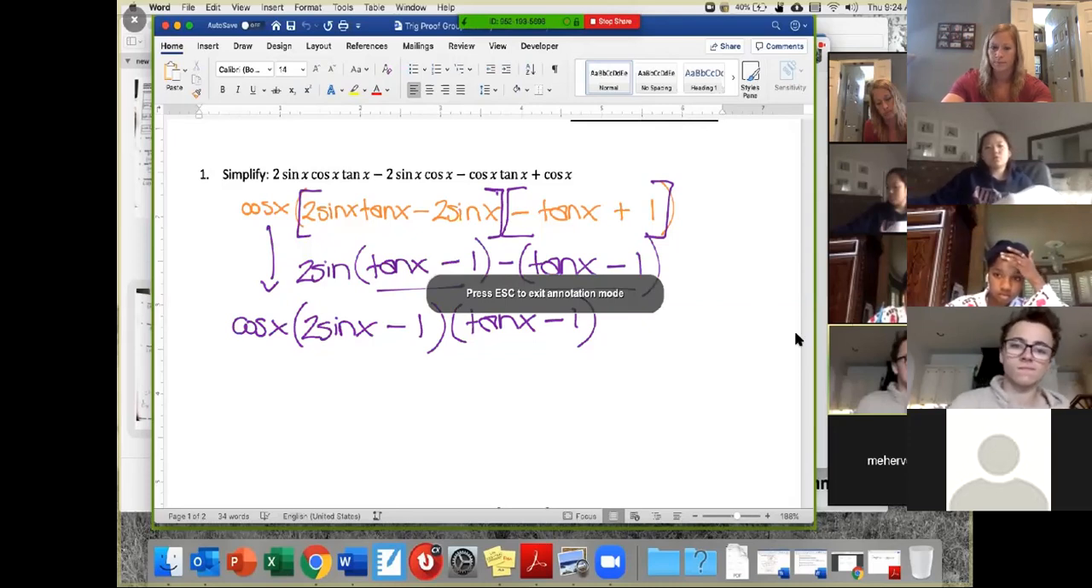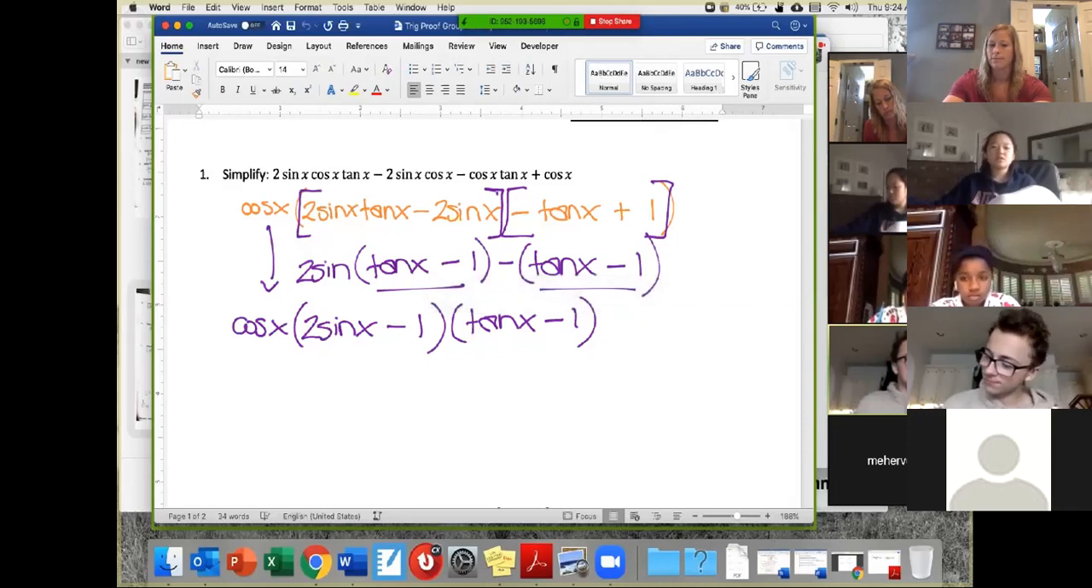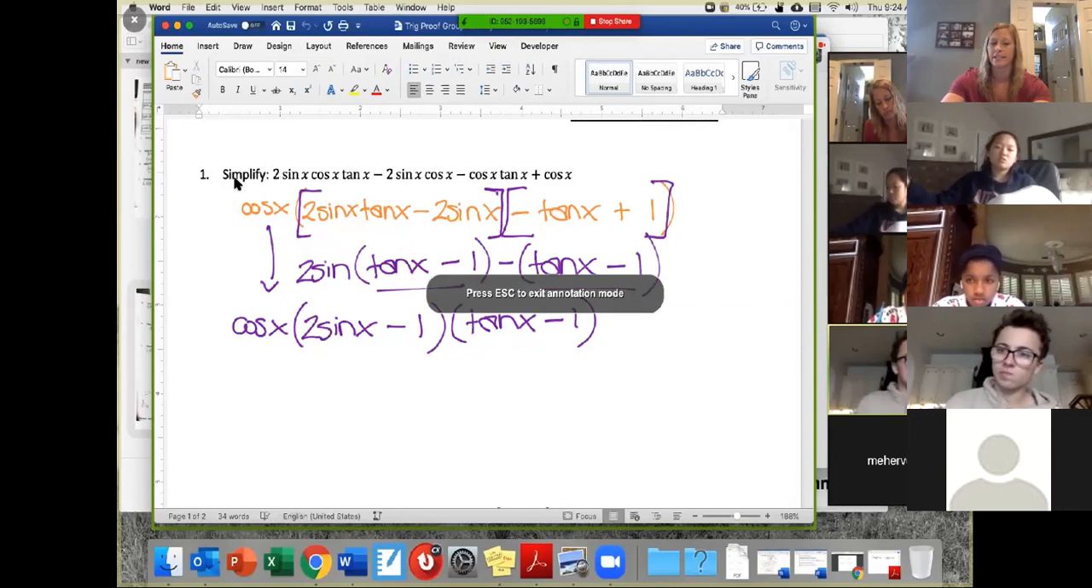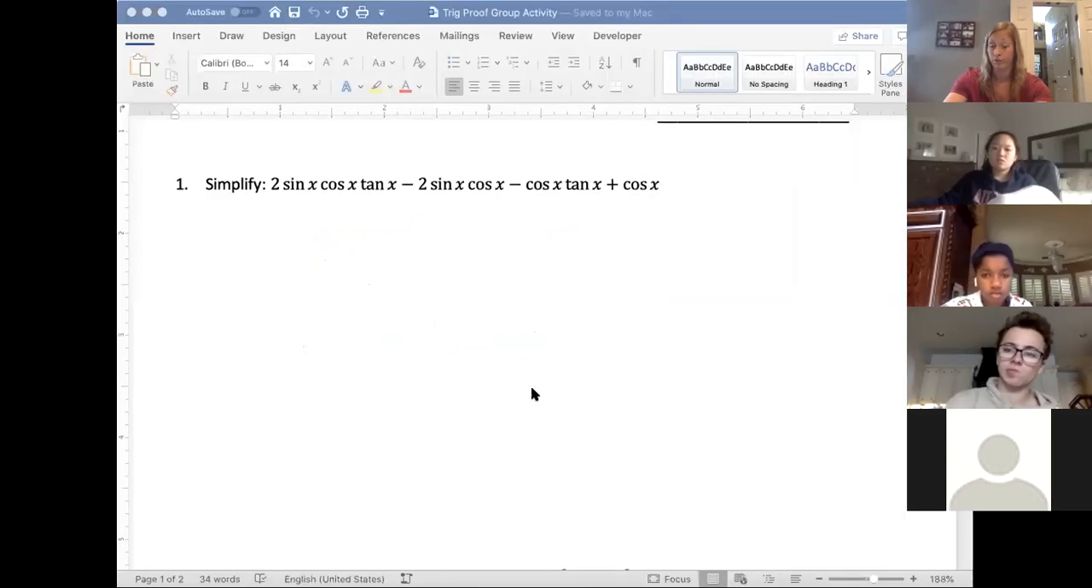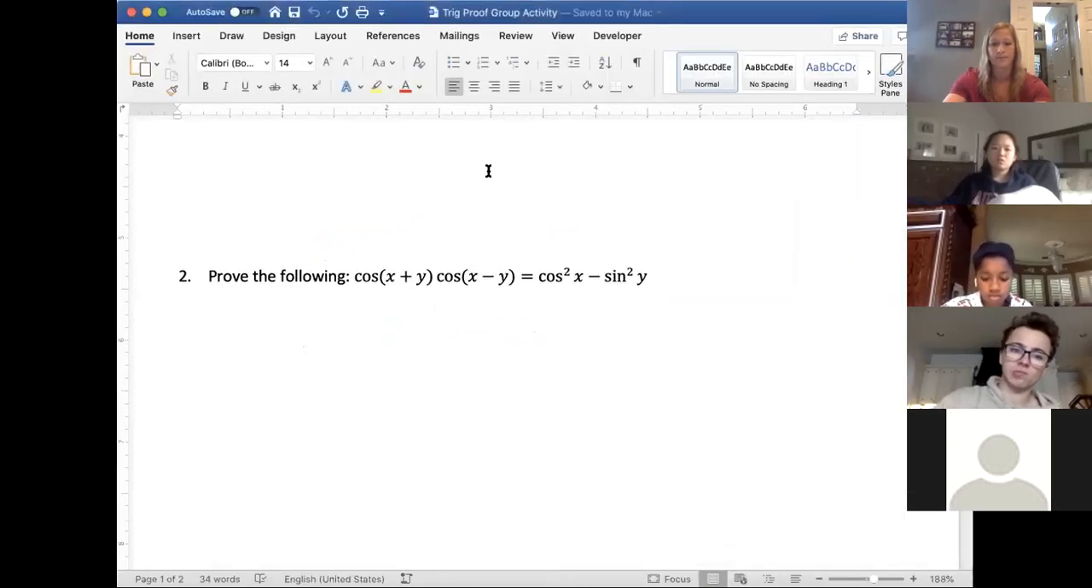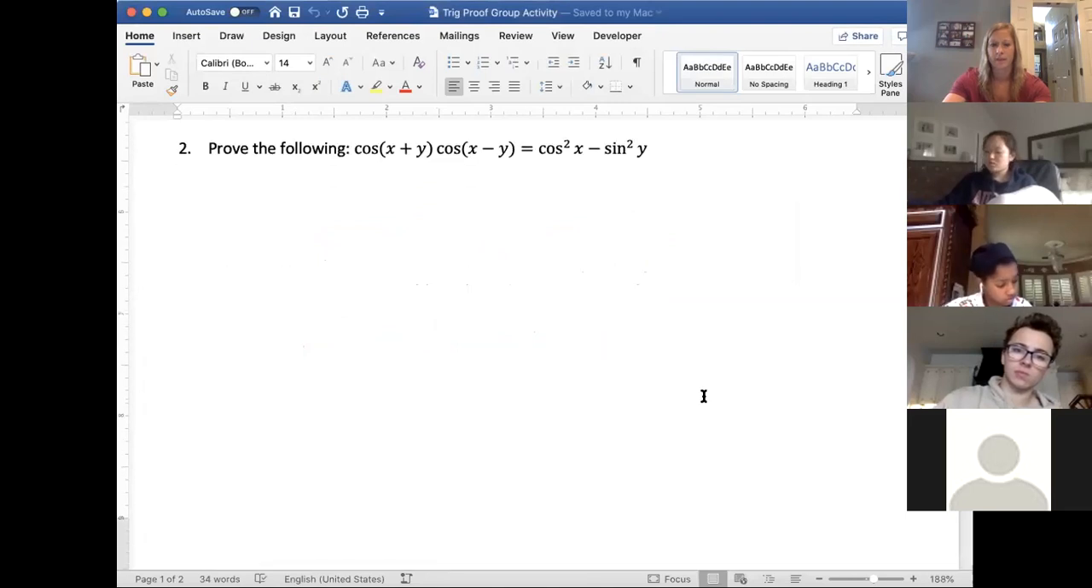On these harder ones, do we have to get to a single trig identity or a single term? Typically the harder ones are not going to go to a single trig identity or a single term. The hard ones, I'm for sure not just going to make you simplify. They're going to be proofs. So a great example of a hard one would be question 2, if you want to take a look at that. Question 2 is a good one.